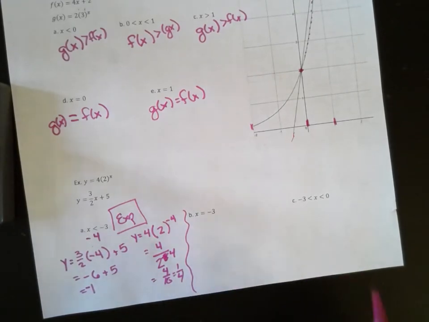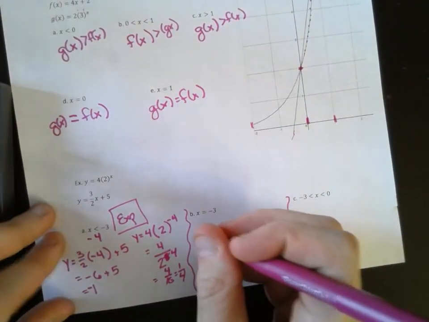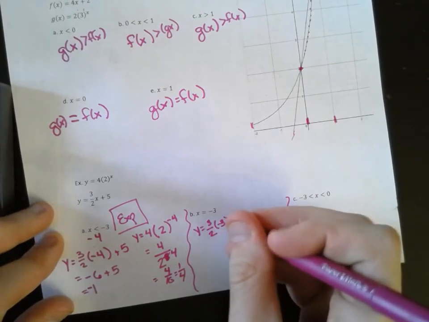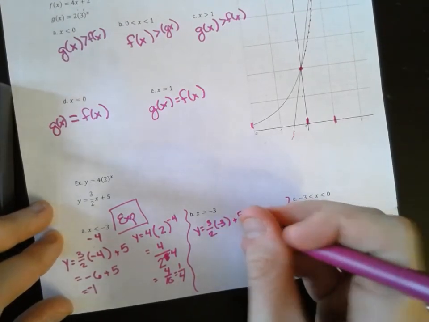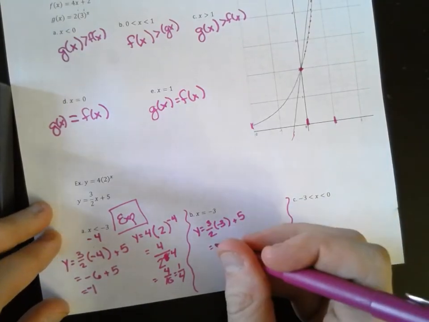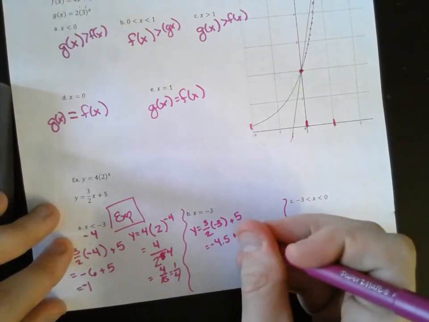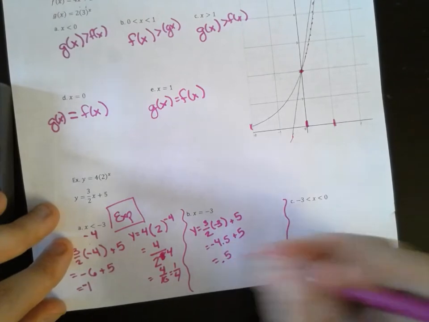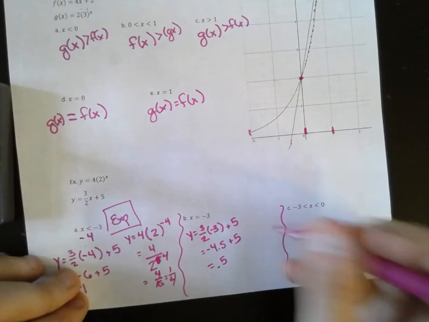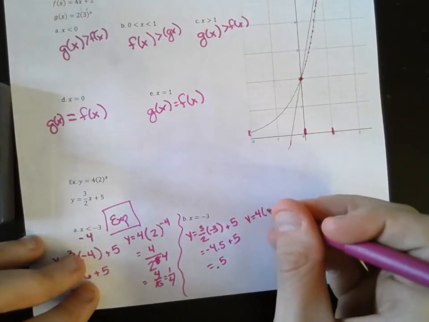Let's use negative 3 now. So if I use negative 3, y equals 3 over 2 times negative 3 plus 5, which is negative 9 halves. So it's negative 4.5. Negative 4.5 plus 5 is 0.5, or 1/2. Okay, that's my linear.